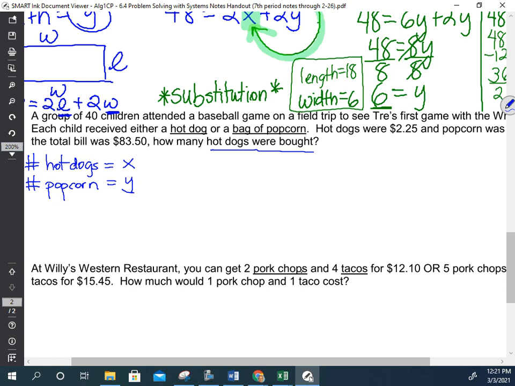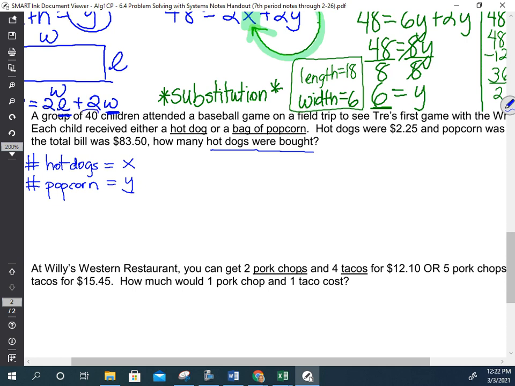I heard a couple people hesitate for a second and say, oh wait, do I use popcorn? Because they didn't say popcorn. So when you're identifying what you're missing, you still use popcorn to set up the equation. But when you give your final answer, the only thing we need is the hot dogs. You still gotta use both of them to set them up. So now let's go through the problem.